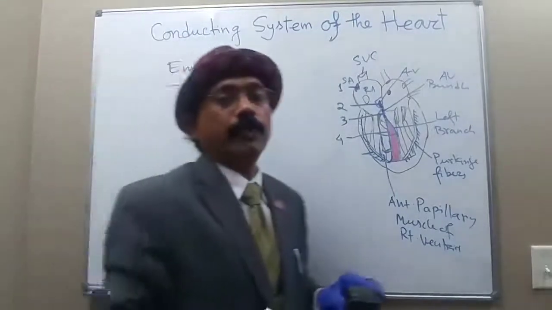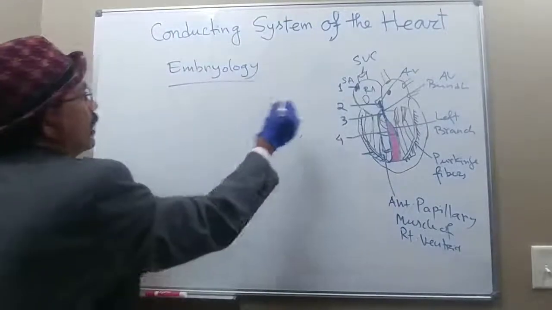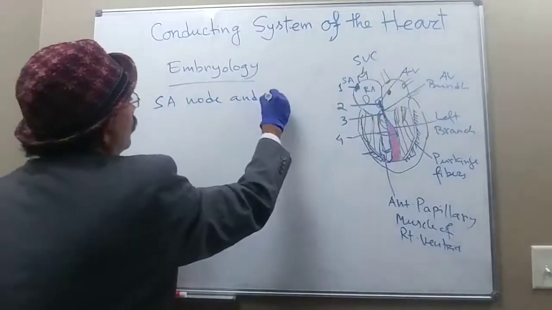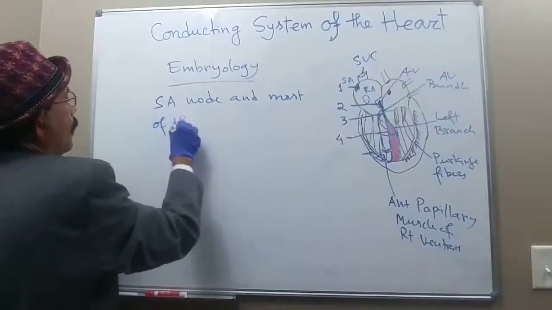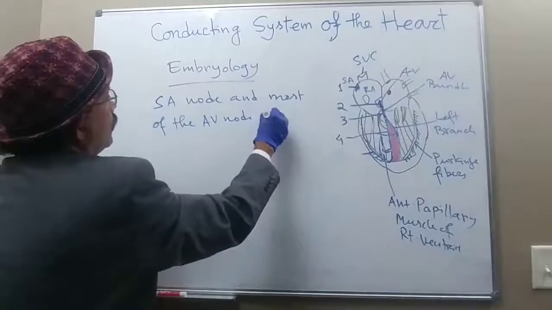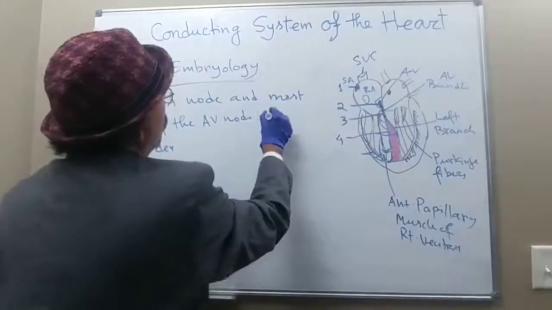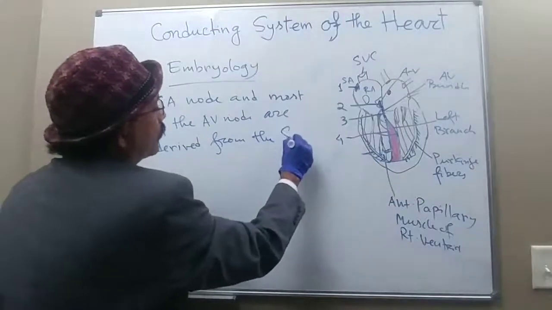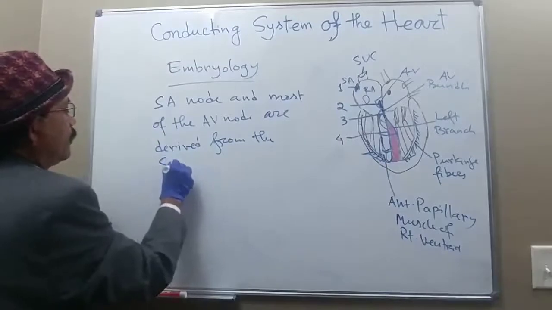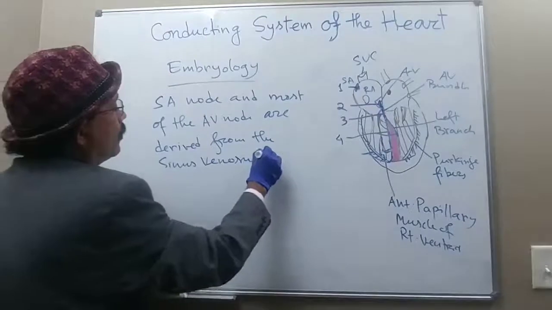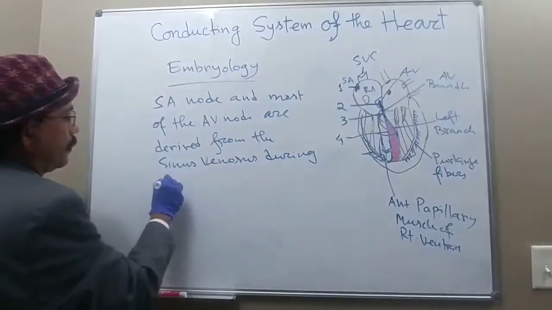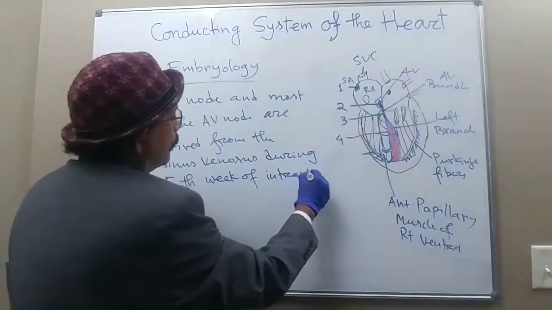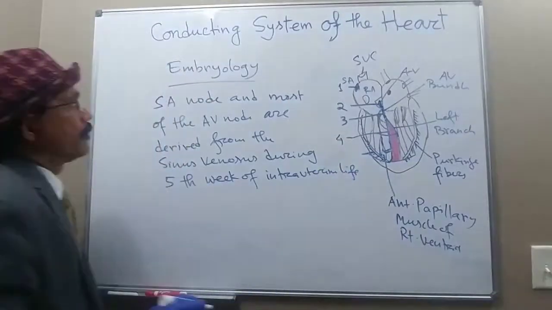This is a modified cardiac muscle. So we have to know that the SA node and most of the AV node are derived from the sinus venosus during the 5th week of intrauterine life. Okay, so that is the embryology.